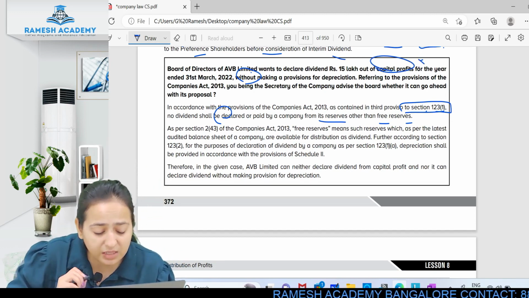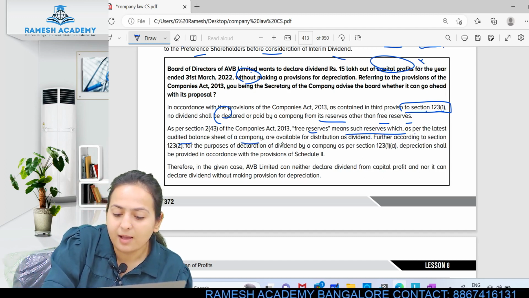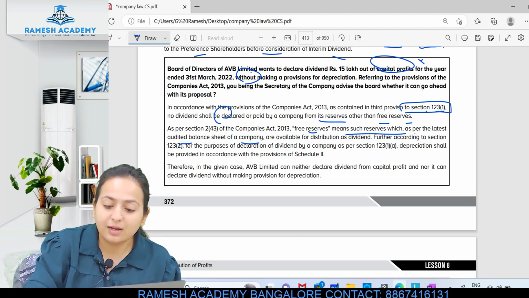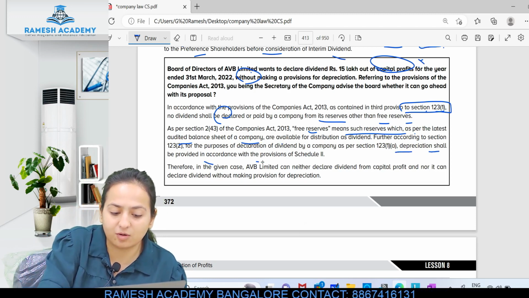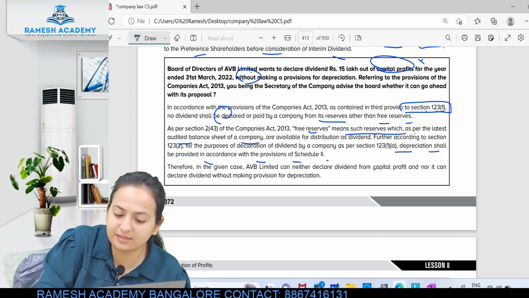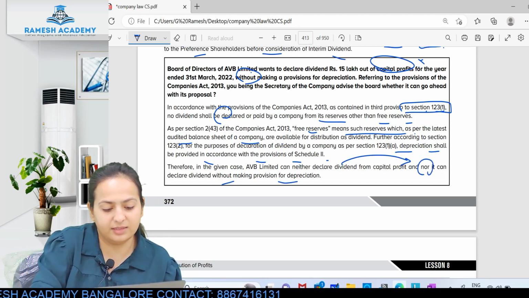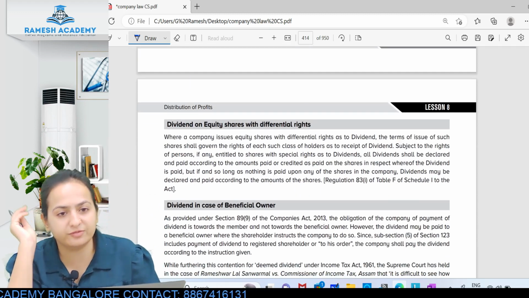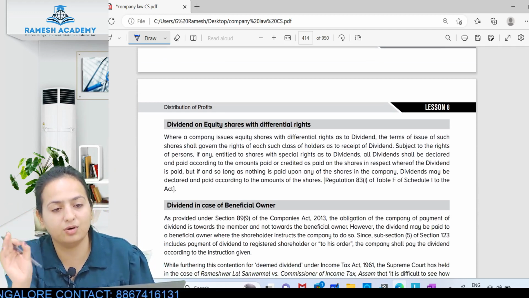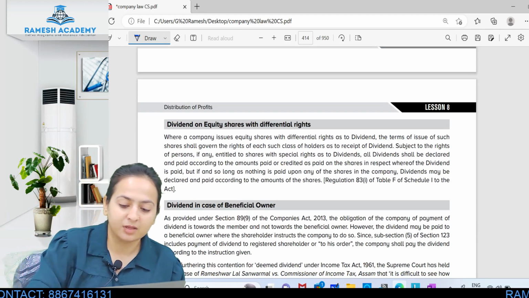Free reserves will be the reserves as per the latest profit and loss of the company. Depreciation shall be in accordance with Schedule 2. So in this case, it can neither declare dividend from capital profit nor can it declare dividend without making the depreciation provision. So the depreciation also needs to be accounted for before declaring the profits for dividend.